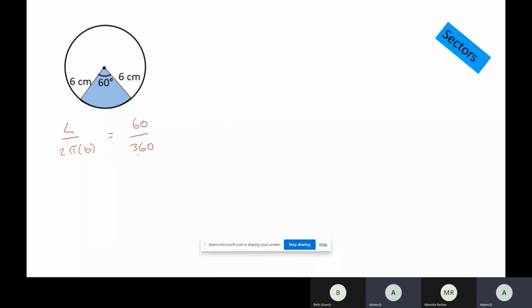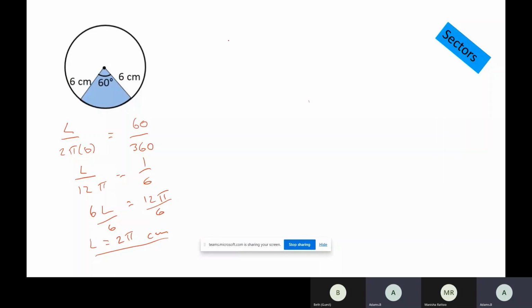We just have a simple ratio that we simplify. L over 12 pi is equal to 1/6. 6L is 12 pi, divide by 6, divide by 6, L equals 2 pi, and the units would be centimetres, and I'd probably encourage a comment with that as well.